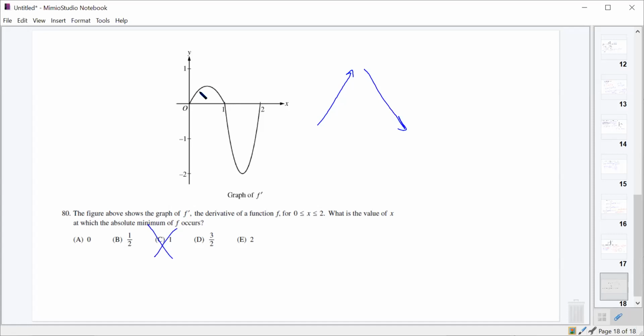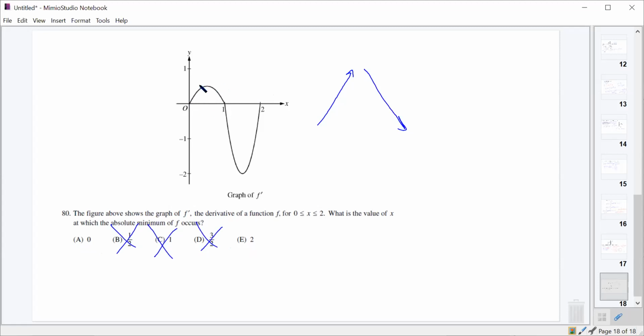And if it's increasing all the way along from 0 to 1, it's not going to have a minimum at 1/2 either. And if it's decreasing all the way from 1 to 2, it's not going to have a minimum at 3/2, because it's going to be lower at 2 than it was at 3/2. So then we just need to determine, is it lower at 0 or is it lower at 2?